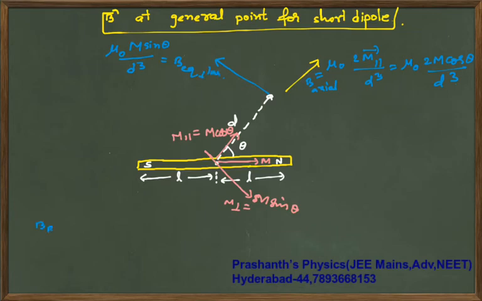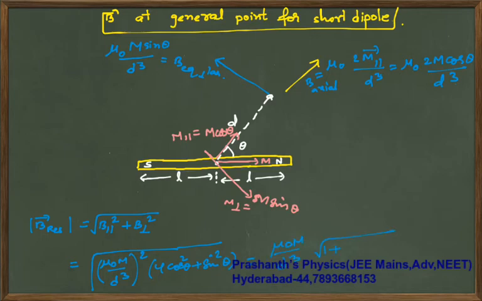Your B resultant is under root B parallel square plus B perpendicular square, that is equal to under root, mu naught m by d cube, if you take it common out, whole square times 4 cos square theta plus sin square theta. If you rearrange, 1 sin square theta plus cos square theta will become 1, so mu naught m by d cube times under root 1 plus 3 cos square theta. So this is going to be your final magnetic field.